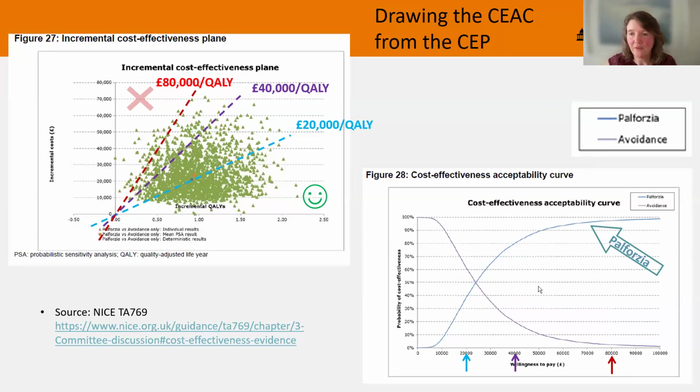And we can see, yeah, this is from the original submission. So the numbers in the final one that the ERG accepted are slightly different, but this is just to illustrate how you draw the cost effectiveness acceptability curve, which is really the final result that we show the decision maker.